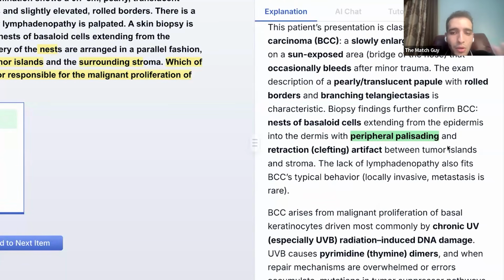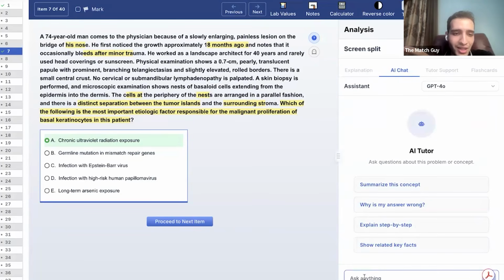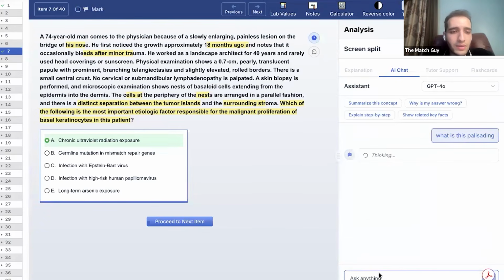If I don't know the answer, or if I don't know what palisading is, I don't want you to skip it. No, please, guys, each important bold term here is extremely important. So let's say if I don't know the answer, I need to go into ChatGPT or the AI chat. And I believe ChatGPT and the AI chat, guys, will help us tremendously in passing the exam and will save too much time. It's better than Googling. And I will just ask it, what is this palisading? I don't understand it.